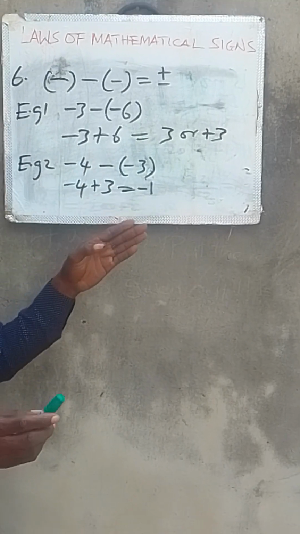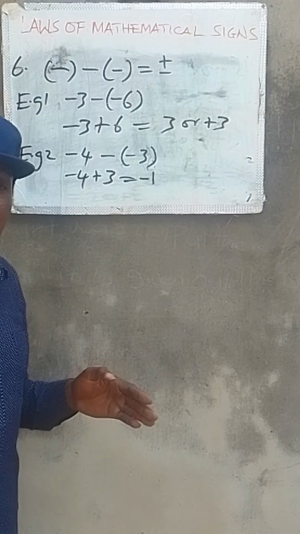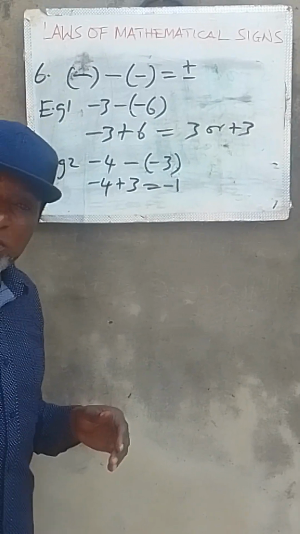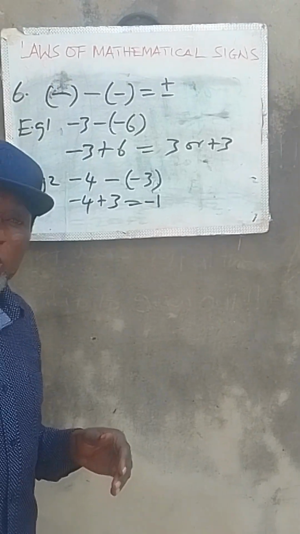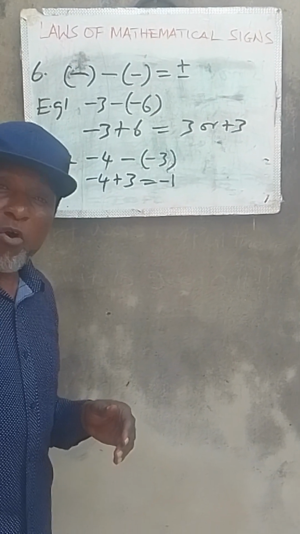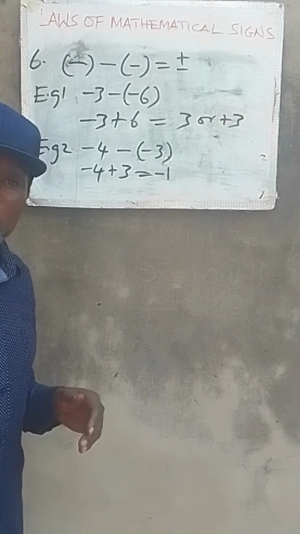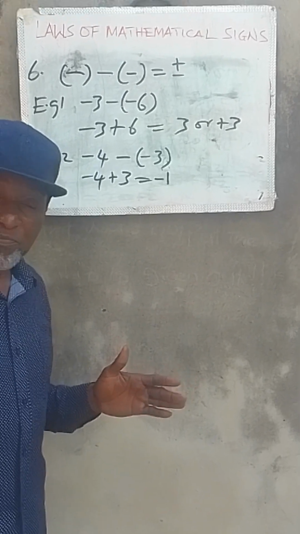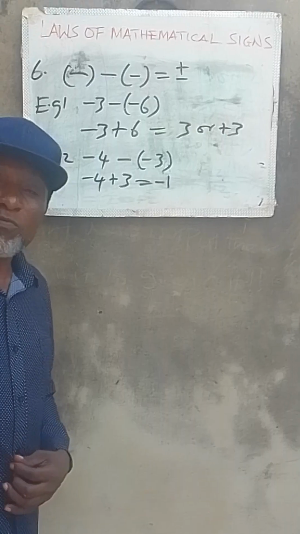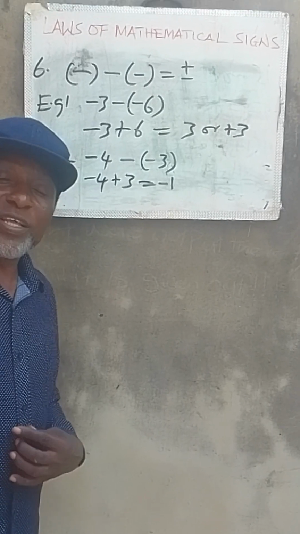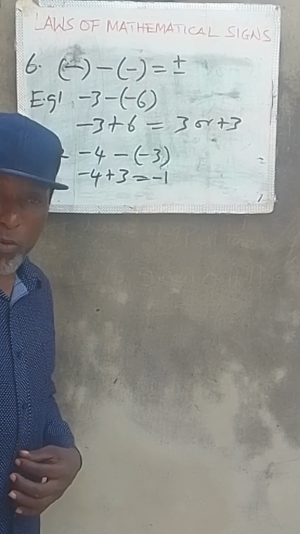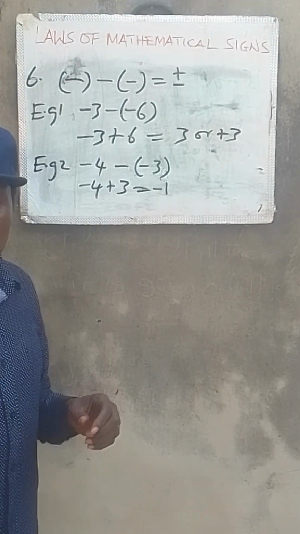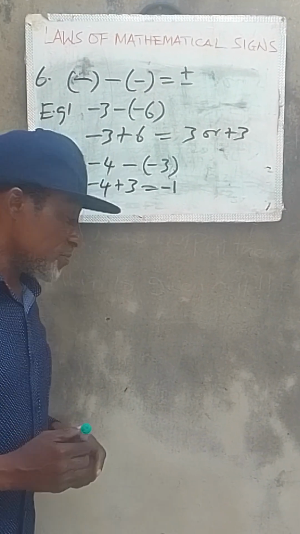So when you subtract two negative numbers, the sign of the result of the operation will depend on the sign of the larger number. I repeat, when you are subtracting two negative numbers, the sign of the result will depend on the sign of the bigger number. So take note of what we have done here. And as you are watching me, do this while you are sitting down there now.